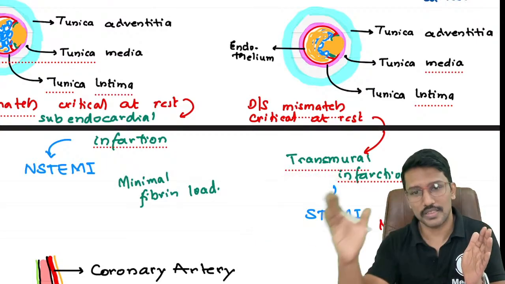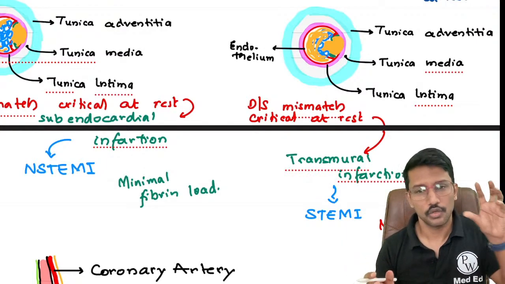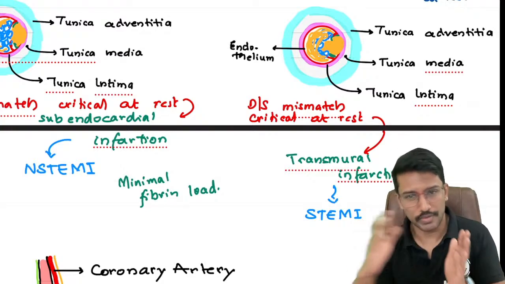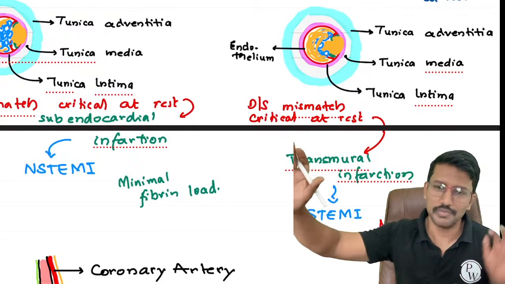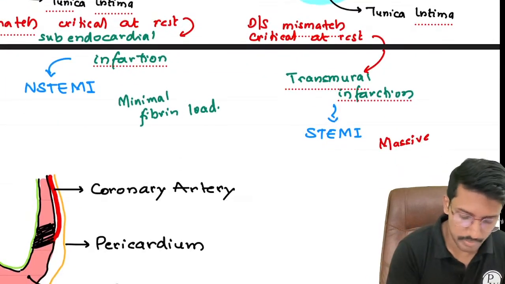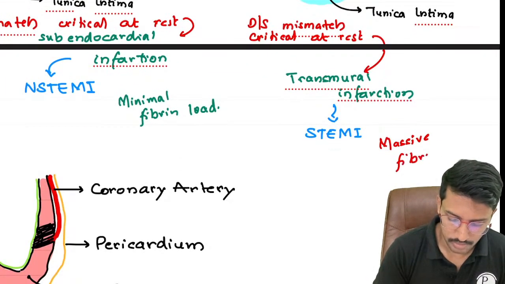So it is a sequence. Stable angina to unstable angina to NSTEMI to STEMI. It's a sequence. STEMI is the severe end of the spectrum. Stable angina is the mildest end of the spectrum. Okay, so in STEMI, there is massive fibrin load.